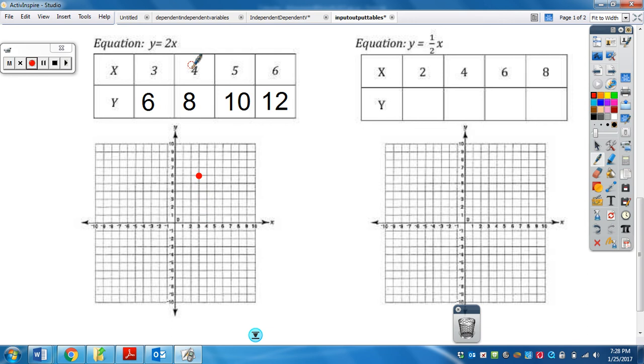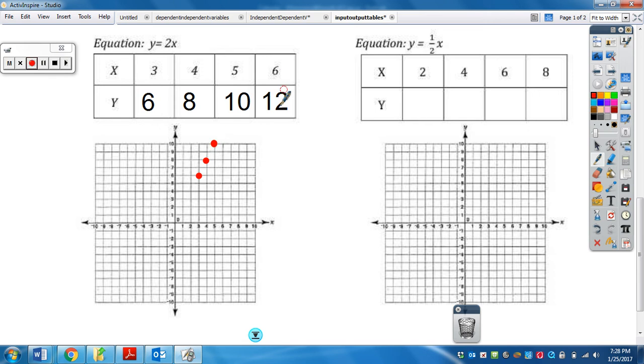Same deal with my next one. My next x value is a 4 and my y value is 8. So on the x-axis, I need to come over to 4, go all the way up to 8. Next one is a 5, so on my x-axis I find 5. Then I need to travel all the way up to 10.